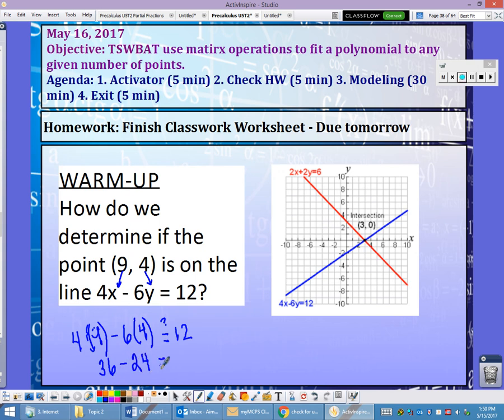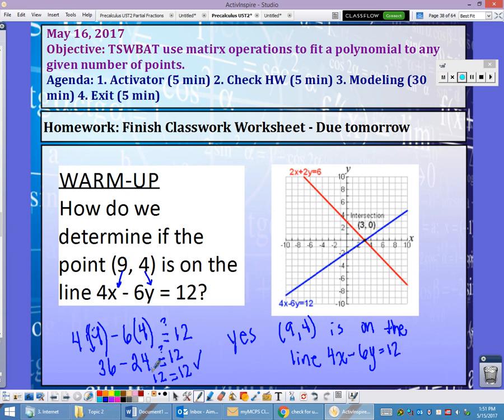Okay? So 4 times 9, I apologize, that didn't write very clearly, is 36 minus 24. And I want to know, does that equal 12? And in fact, it does. 36 minus 24 is 12. So I now know that yes, (9, 4) is on the line 4x minus 6y equals 12.